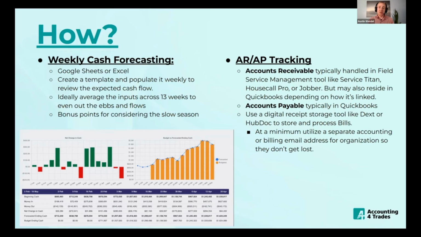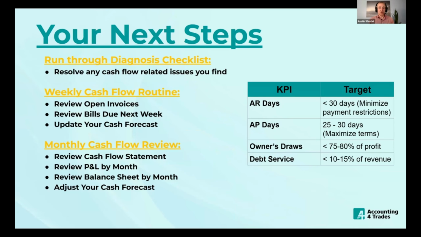And then for the accounts receivable, accounts payable, you probably already have the software. It's either going to be QuickBooks or your field service management. You'll be able to pull the reports, the aging reports for both in one of those softwares, depending on your accounting setup. So your next steps: run through that diagnostic checklist, resolve any issues you find, set up the weekly cash flow routine, make sure you're reviewing those open invoices, reviewing the bills, and updating your cash flow forecast. And then monthly, just make sure you're reviewing your monthly financial statements. So the cash flow, the P&L, the balance sheet, and bonus points for adjusting your cash forecast based on what you're seeing on those.